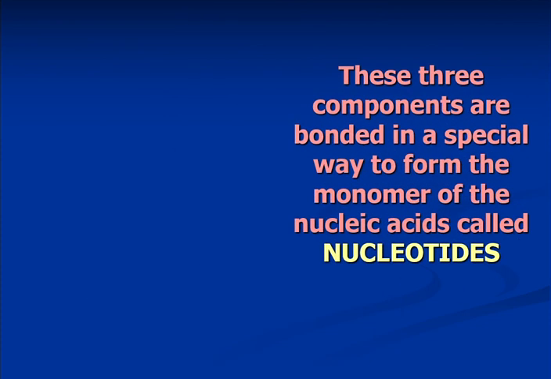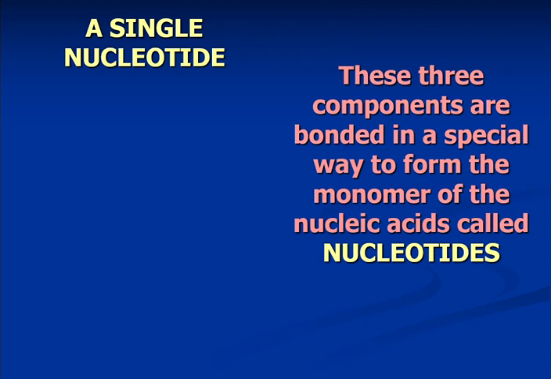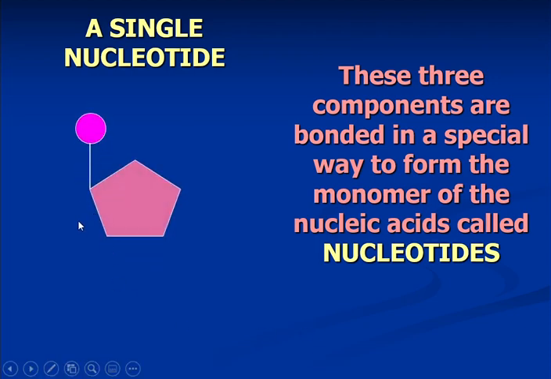So, we put these 3 together to form the monomer of nucleic acids, which is a nucleotide. So if I was to break down a nucleic acid into its most basic component, that would be a nucleotide. So what does that look like? Well, a single nucleotide is a sugar and a phosphate that are connected to each other, and a nitrogenous base. So this represents a single nucleotide.